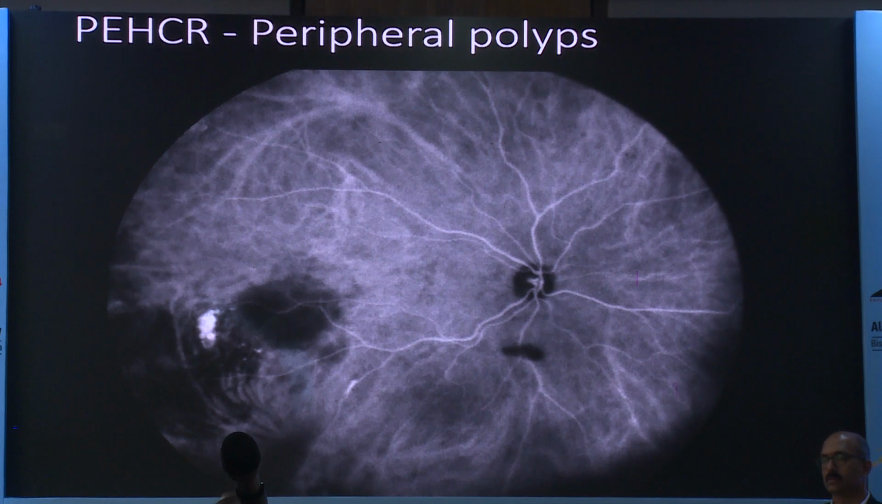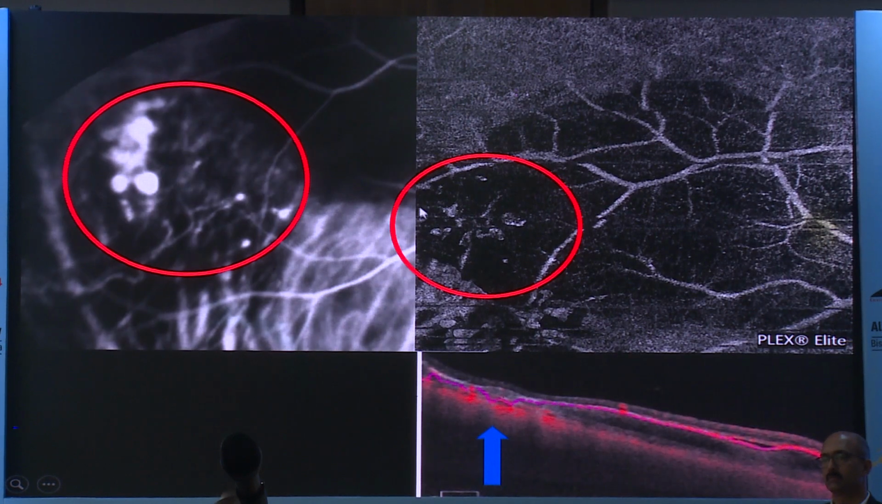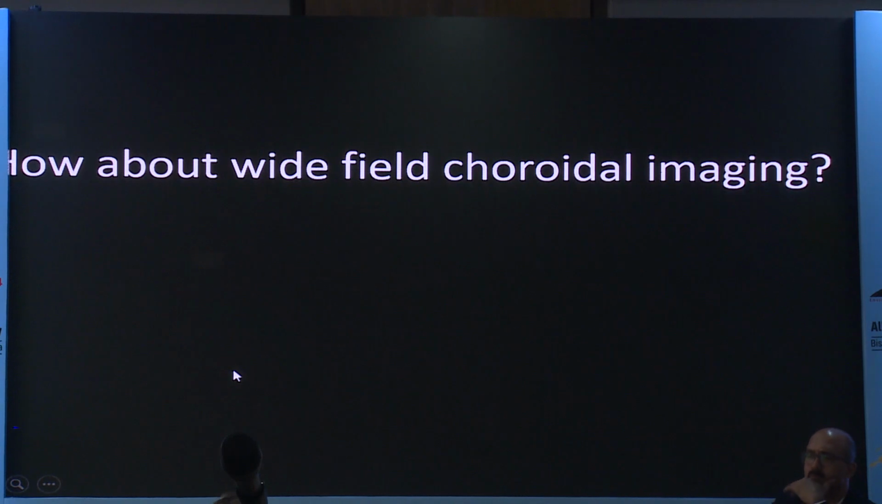PHCR, peripheral exudative hemorrhagic chorioretinopathy, and one of my favorite diseases. So you can pick up beautiful peripheral polyps, both using ICG and OCTA in this PHCR. And the B scan shows you the flow in this area. So this is a Widefield B scan which is picking it up. What about Widefield choroidal imaging?